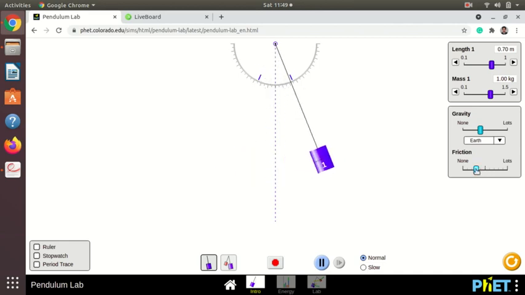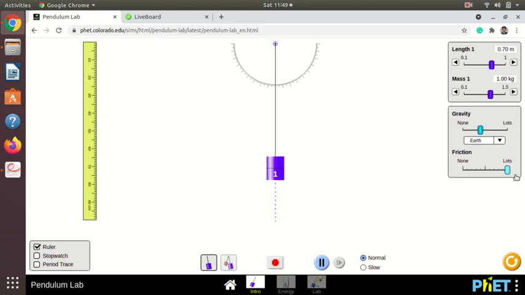But suppose I increase the friction, now you can see the amplitude is quickly decaying. Suppose I have lots of friction, then this pendulum will damp very quickly and the amplitude will become 0 very soon. So we will not use lots and none. So we will use some friction in between. You can choose that randomly and then you can perform the experiment.